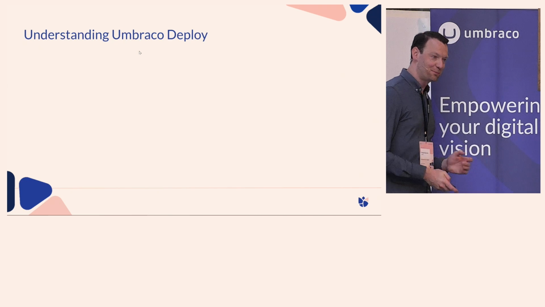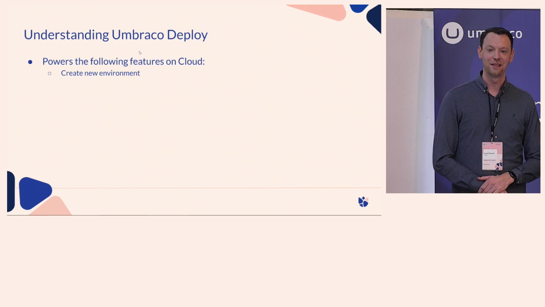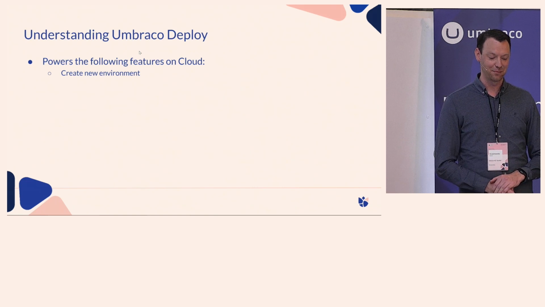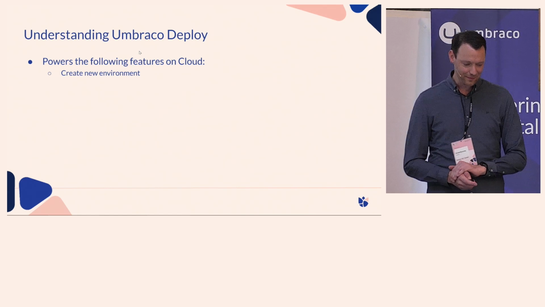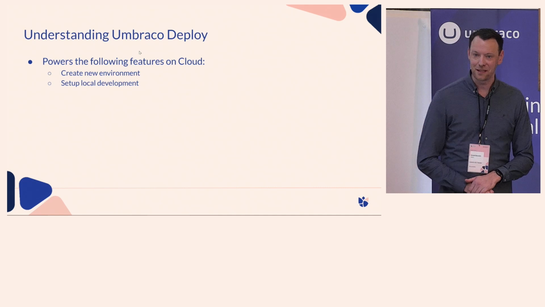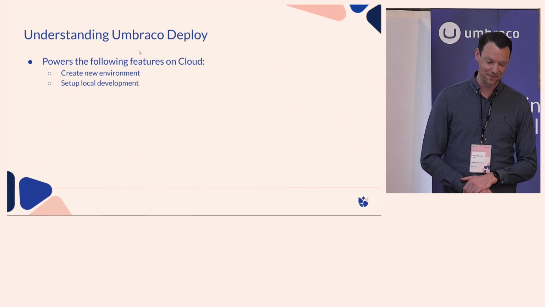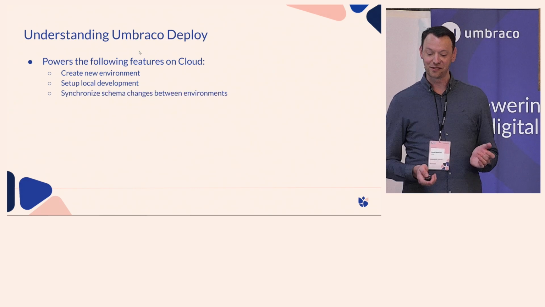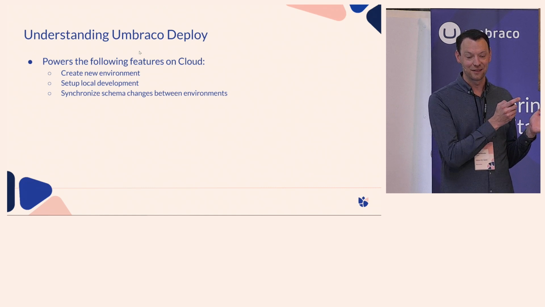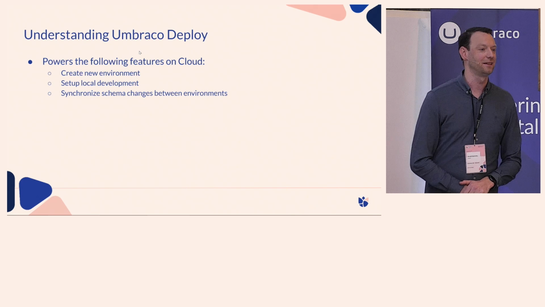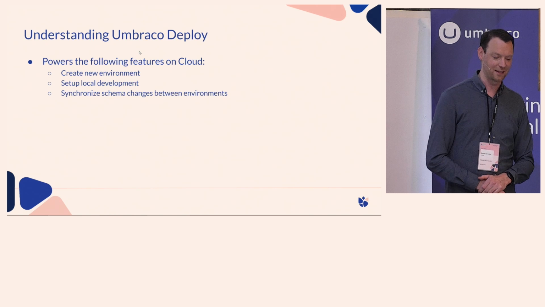Cool. Deploy also powers the following features on cloud. We have a create new environment that automatically makes sure that the schema is deployed on your new environment exactly the same way as your other environments. Similarly, you can set up a local environment and make sure your developers have the same schema as well. And it automatically synchronizes the schema changes between environments. So on cloud, if you have changes applied to your development environment, you can use a button in the portal to make sure those changes are deployed to the next environment, to either staging or live.